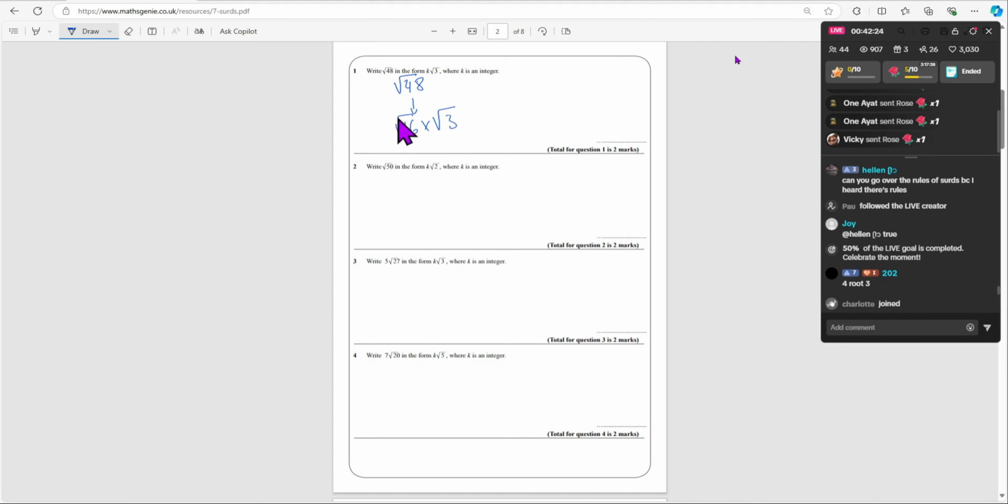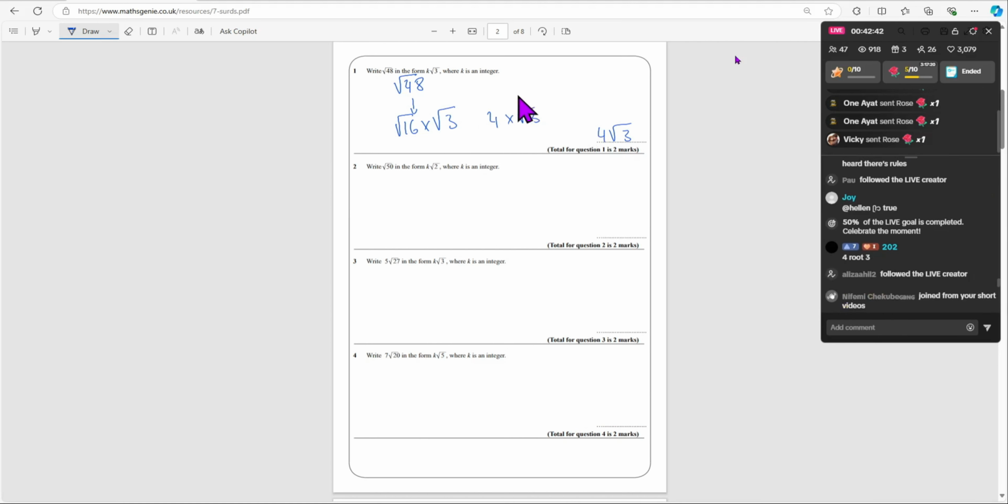16 times 3. We can simplify the square root of 16. The square root of 16 is 4. So we're gonna write it as 4 times root 3, and we can join them together. We're gonna get an answer of 4 root 3. Okay? So k is 4.